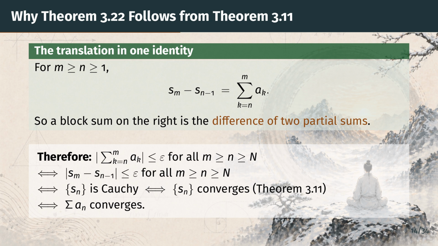With that identity in hand, the highlighted box becomes a chain of equivalences. Bounding the block sum by epsilon is the same as bounding a difference of partial sums by epsilon. That bound, holding for all sufficiently large indices, is exactly the Cauchy condition on the sequence of partial sums. Theorem 3.11 then says a Cauchy sequence converges, and converging partial sums is precisely how we defined a convergent series. So Theorem 3.22 is not really a new theorem at all. It is Theorem 3.11 reread in series language.